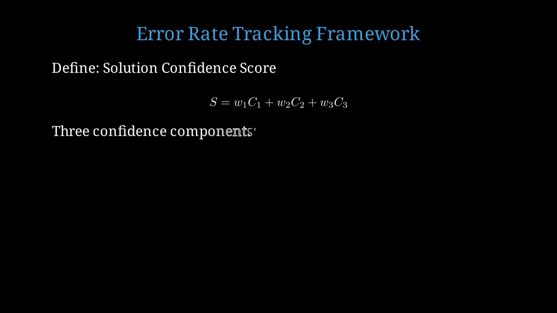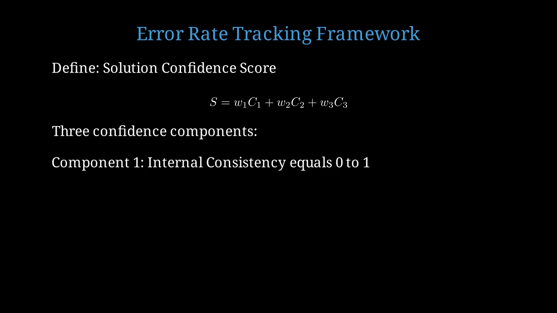3 confidence components. First, internal consistency. Second, verification test passage. Third, cross-validation with alternative methods. Internal consistency. Does the solution follow logical steps? Are there contradictions? Score from 0 to 1. Verification tests. What fraction of sanity checks pass? Dimensional analysis. Limiting cases. Symmetry checks. Score from 0 to 1.